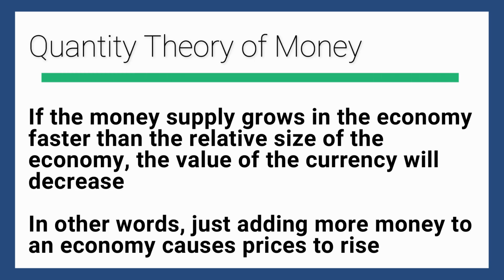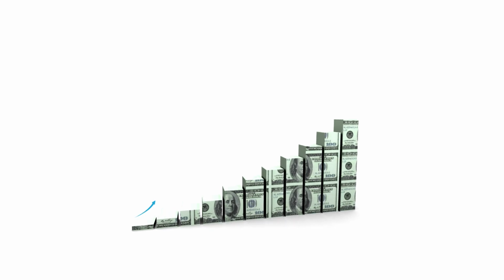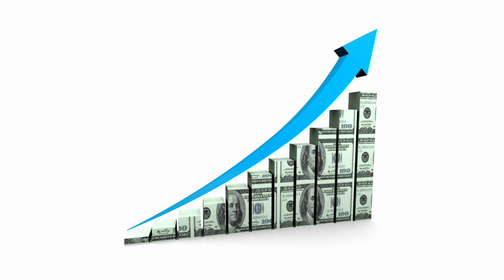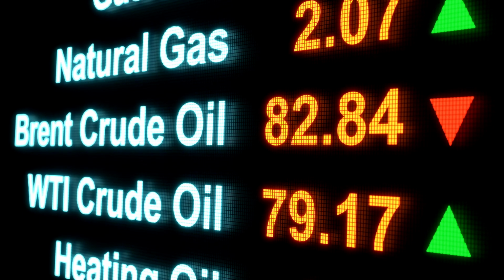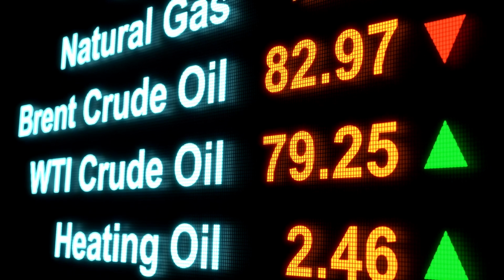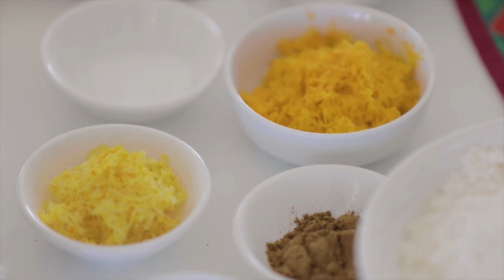Now let's talk about the quantity theory of money. That sounds like a fancy term, but basically it means the more money you put into the economy, the more likely you're going to experience inflation. If the money supply grows too big relative to the size of the economy, the unit value of the currency diminishes, meaning inflation. The more money in the economy, the more purchasing power will fall. There are more dollars chasing the same amount of goods. Prices will rise, and that is the key ingredient for inflation.